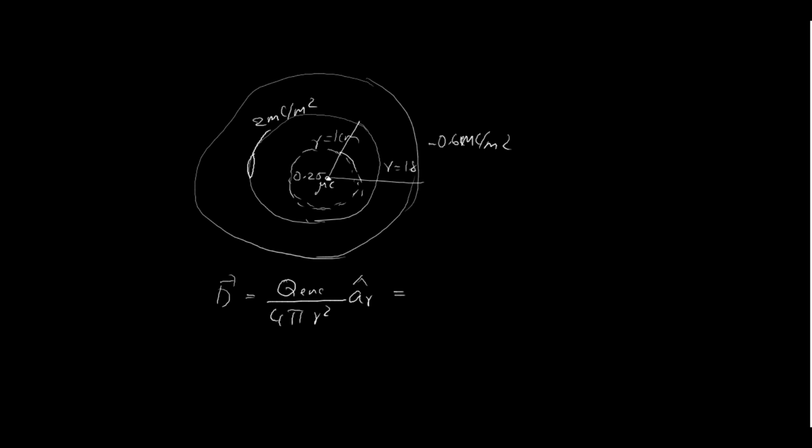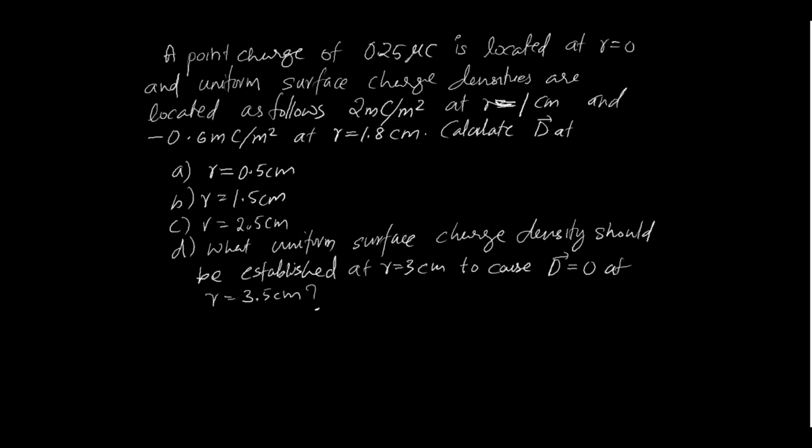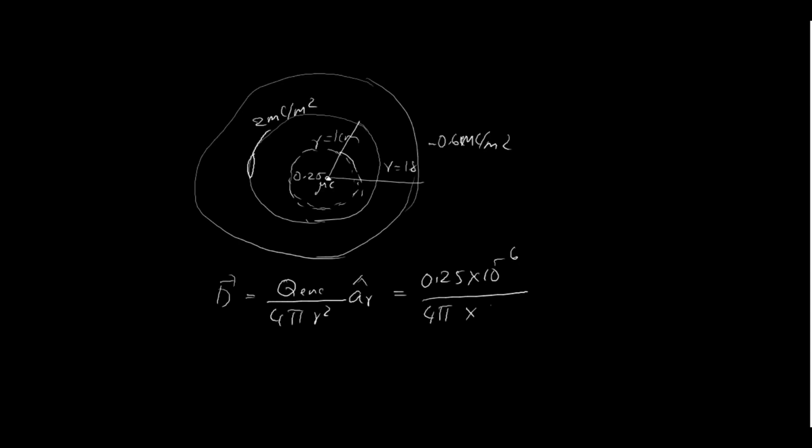So here Q enclosed is 0.25 microcoulomb, so 0.25 into 10 raised to minus 6, and the area is 4 pi r square, so 4 into pi into r square, where we have kept r at 0.5 centimeters, so it will be 0.5 square into 10 raised to minus 4, since centimeter square is minus 4. So this 0.5 square will cancel with 0.25. The 10 raised to minus 6 with 10 raised to minus 4 will make 10 raised to minus 2. So left is 1 by 4 pi.